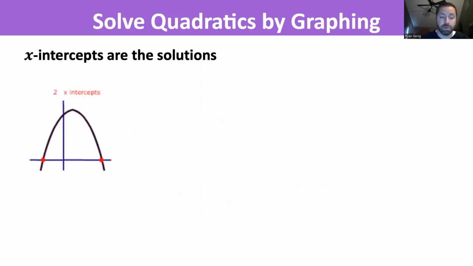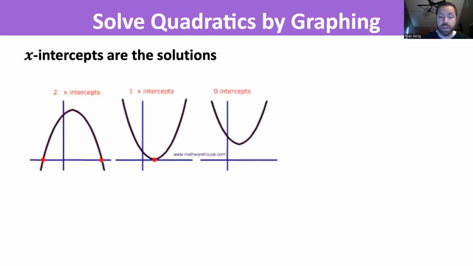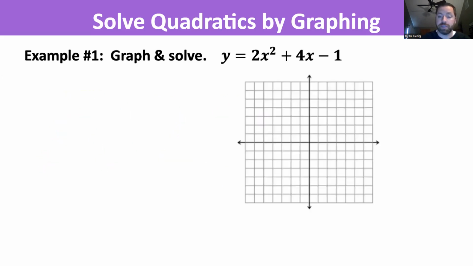So if a parabola crosses the x-axis twice, it has 2 x-intercepts or 2 solutions. If it just touches the x-axis and turns around, if the vertex is on the x-axis, it has 1 x-intercept or 1 solution. It can also have the situation where it never crosses the x-axis. Then it would be not a real number. So no real solutions. So we're going to graph these. We haven't actually done this yet, but we've done enough to get us moving with this.